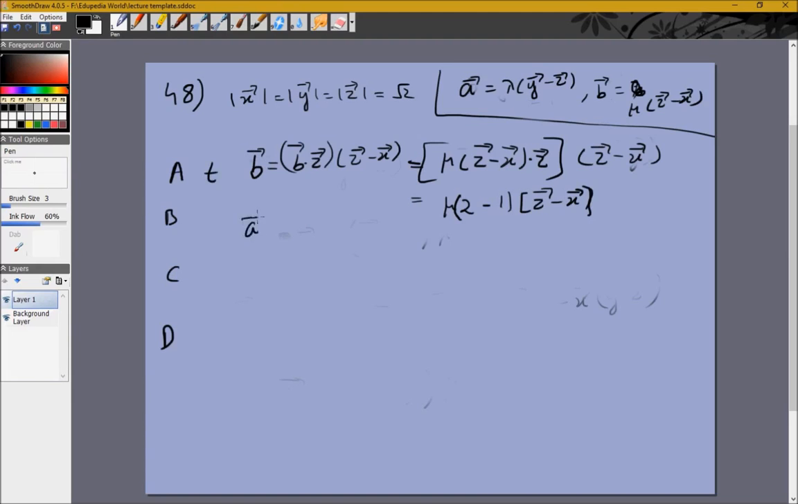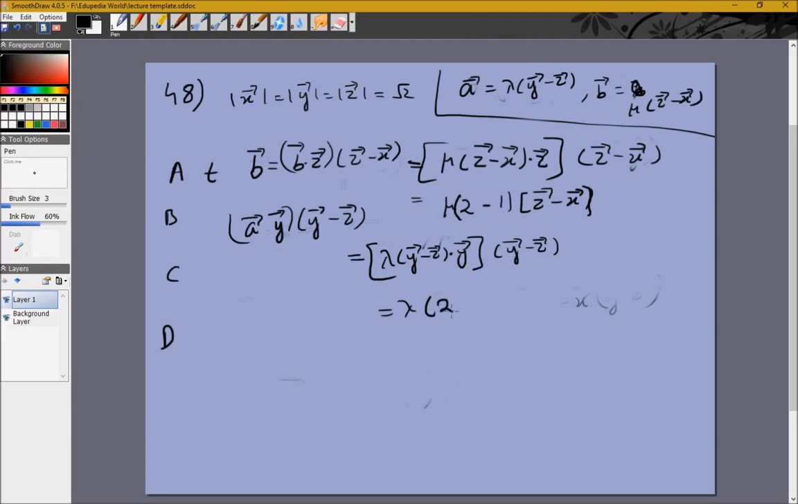So we look at a dot y times y minus z and see if it's equal to a. This is equal to lambda times y minus z dot y times y minus z, which is equal to lambda times y dot y is 2, because mod y is root 2, minus z dot y is 1, times y minus z. So it comes out to be lambda times y minus z, which is indeed a. So option B is also true.